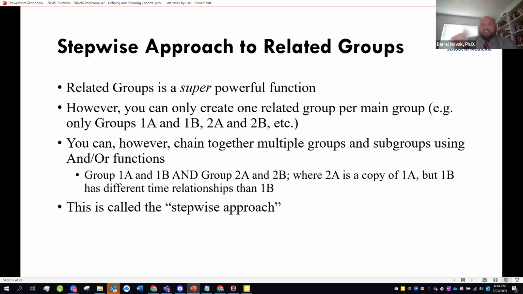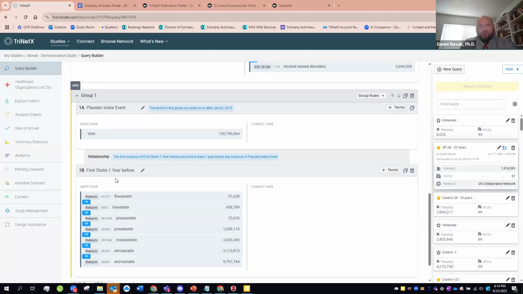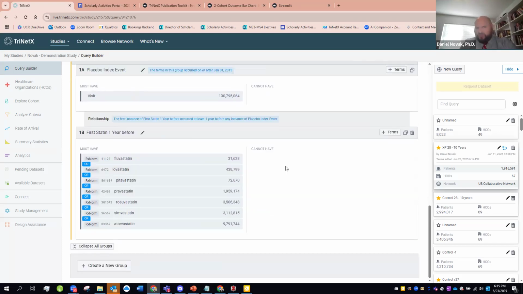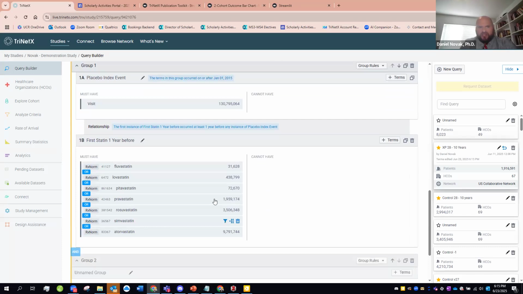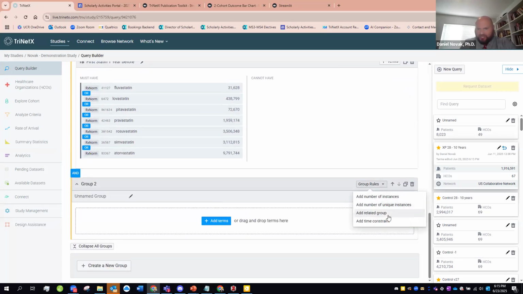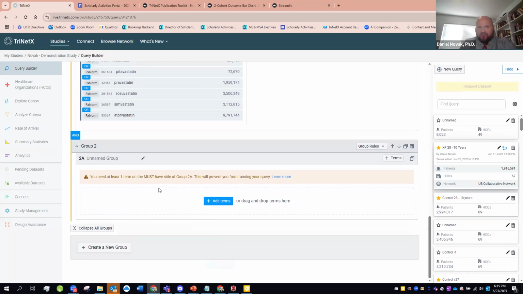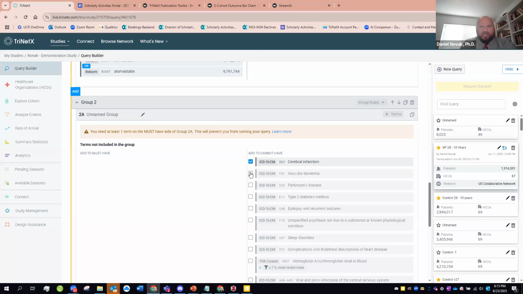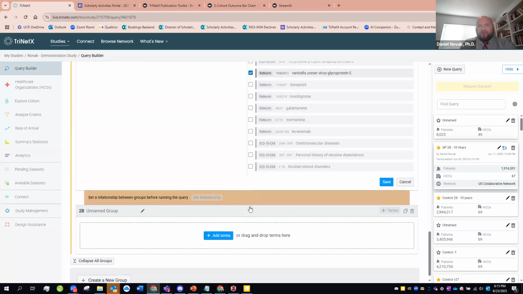So related groups, as I said, is a very powerful function, and you can use this to create stepwise approaches to creating related groups. So you can only create one, 1A and 1B per group. So you can only create one set of temporal relationships between two events per group. But as you add more groups in here, and we have group 2, and you start creating additional related groups, remember, these aren't groups of people, these are groups of terms that are being added together to define the people in your cohort.